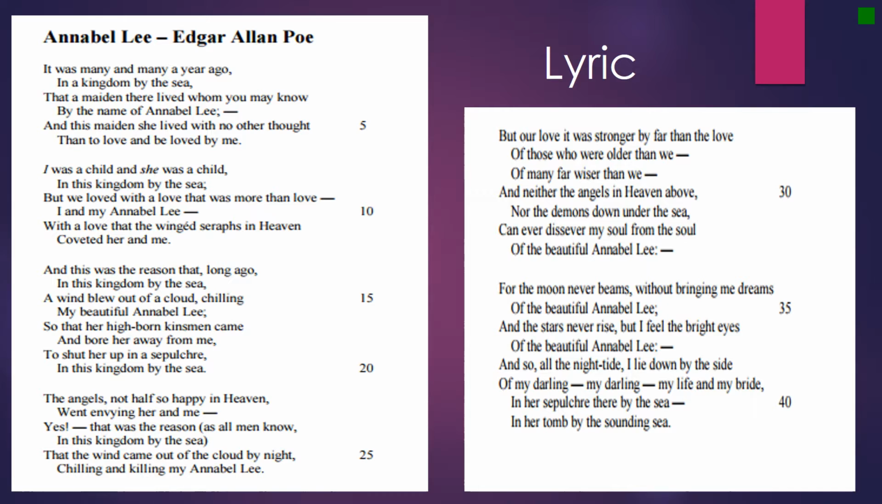Okay, so this poem is really deep. It talks about the love between this man and his Annabel Lee, and she died and she was buried beside the sea, and he goes and he sees her all the time. So this is a very moving poem, and that's what lyrics are. They talk about feelings.